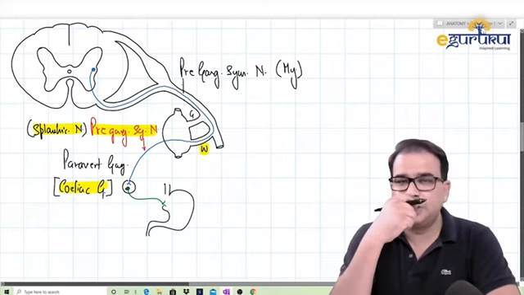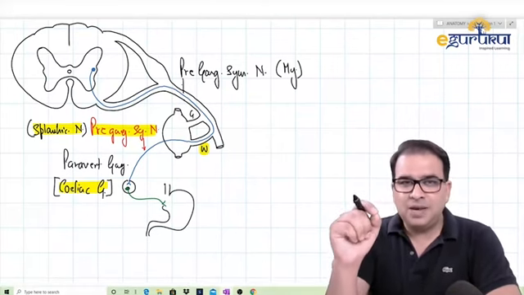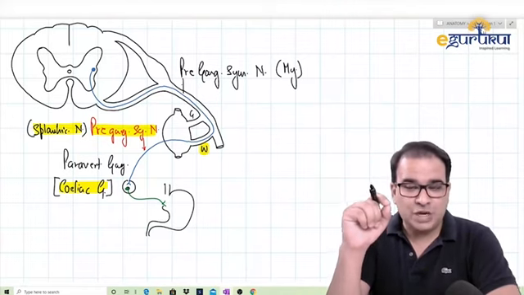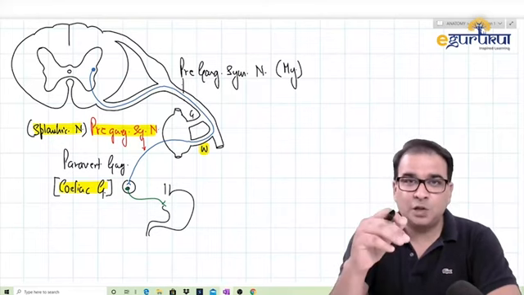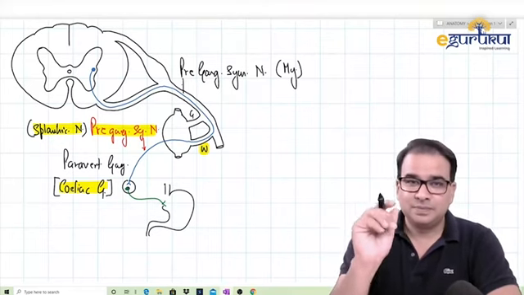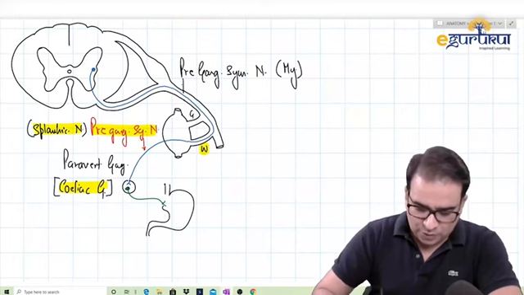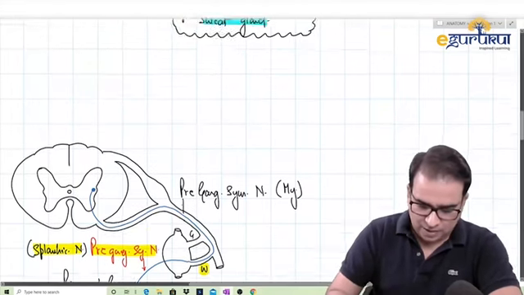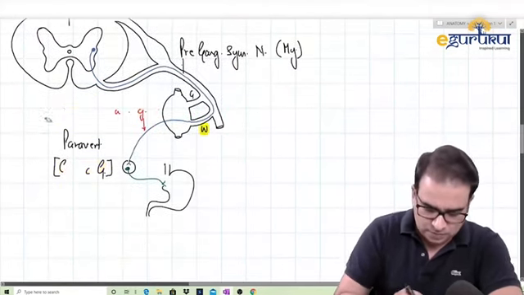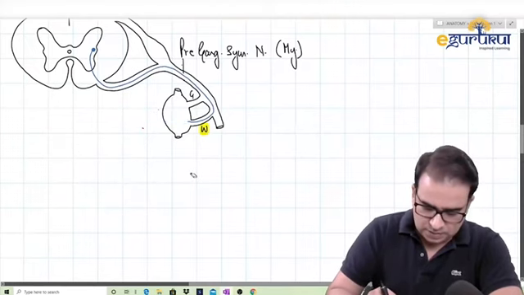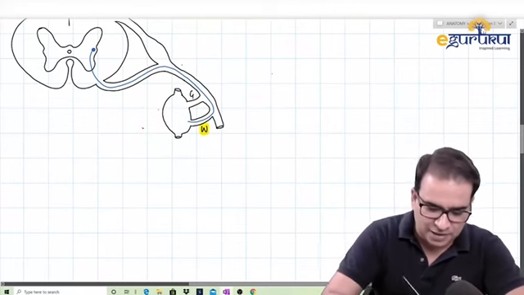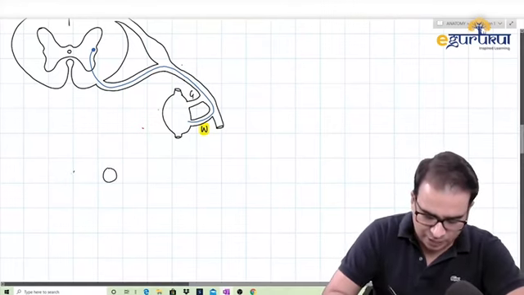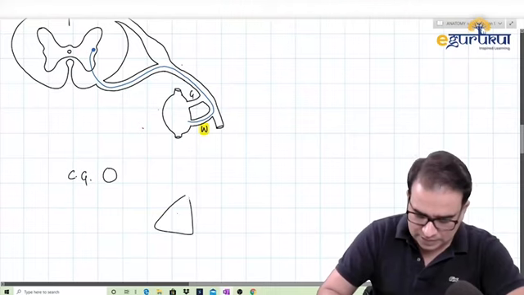There's one wonderful exception here. Those pre-ganglionic sympathetic neurons which have to relay in the adrenal medulla will bypass the sympathetic chain and the celiac ganglion also. Now, isn't that amazing? What I'm saying is about those pre-ganglionic neurons for the adrenal medulla. That's a specialty of the adrenal medulla. Now let's say here's a celiac ganglion.